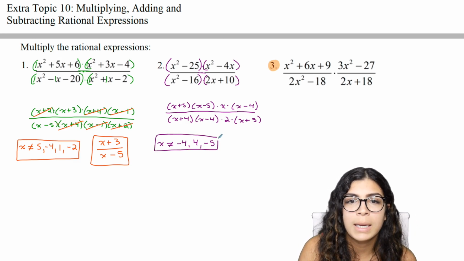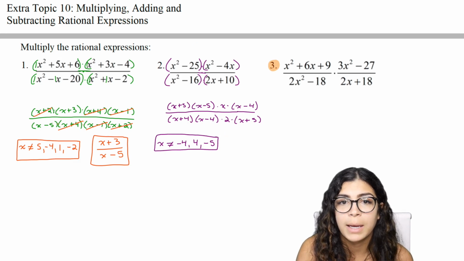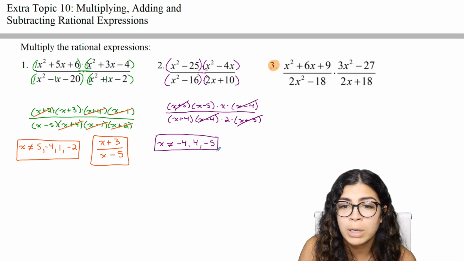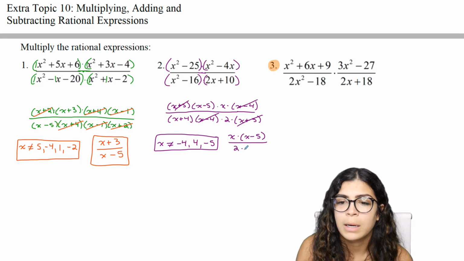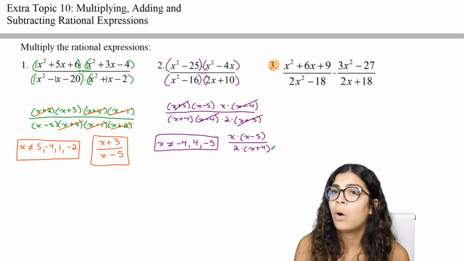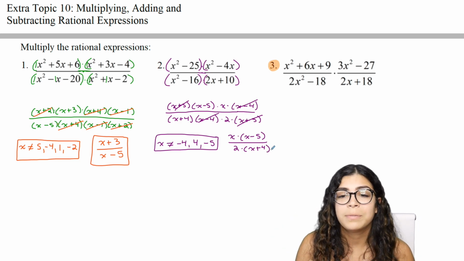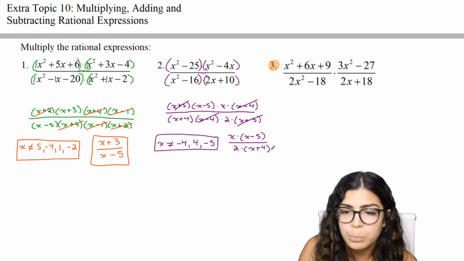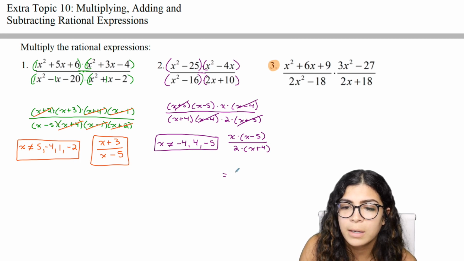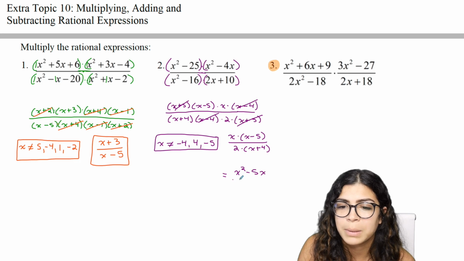Okay, now let's go in and cancel out any common factors. So in the top, we have x plus 5, which cancels out with x plus 5, and then we have x minus 4, which cancels out with x minus 4. And that's it. So in the numerator, we have x times x minus 5, and in the denominator, we have 2 times x plus 4. Now, you can't leave it like that. Now that you've canceled out all of the factors that are possible, you have to finish simplifying by multiplying whatever remains. So my final answer would be x squared minus 5x over 2x plus 8.